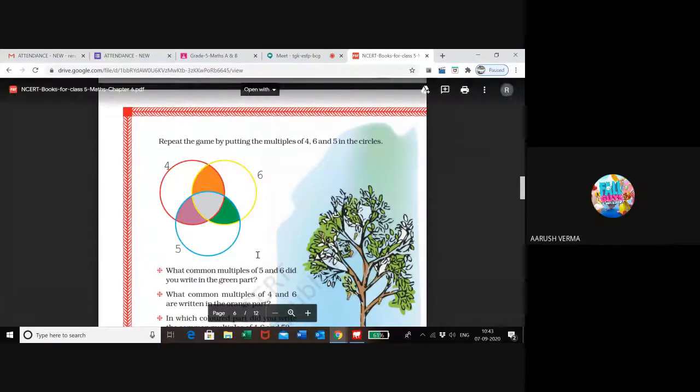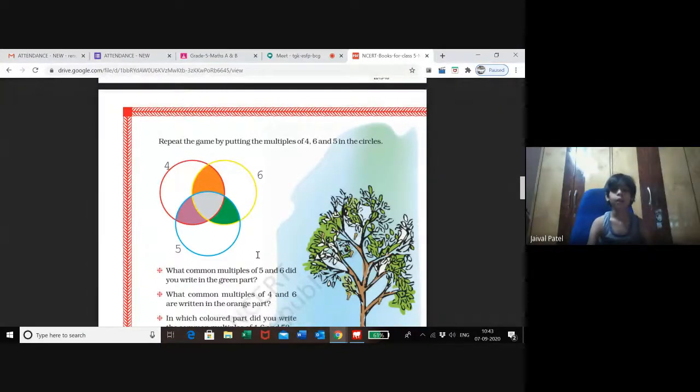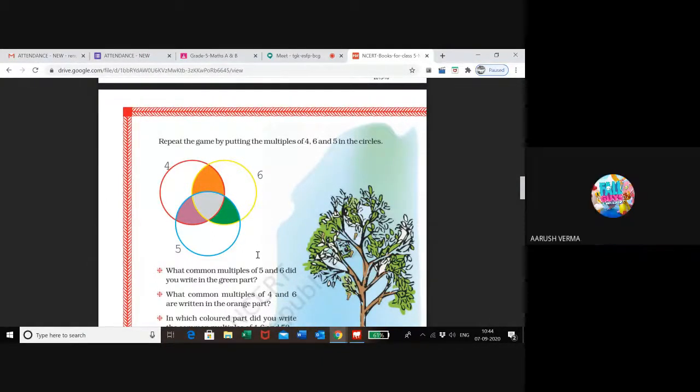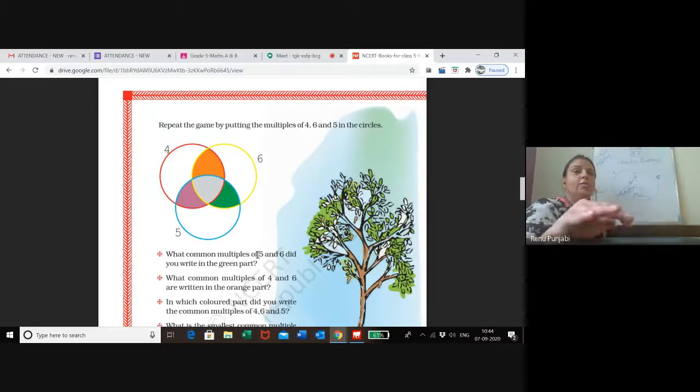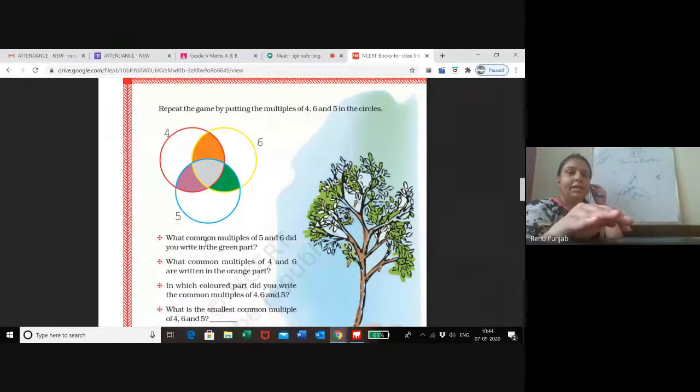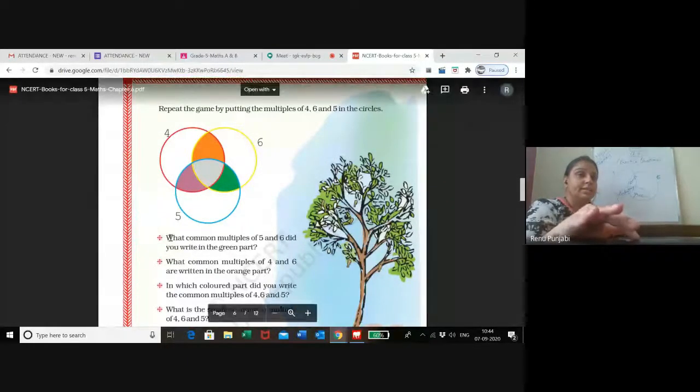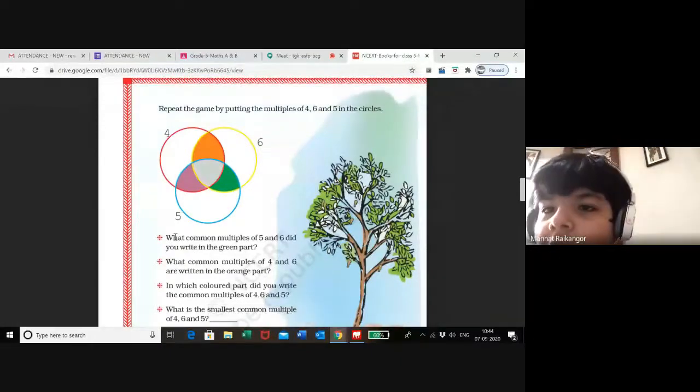Am I clear, children? Yes, ma'am. Now you have to read the question. Mannat, can you please read this line? What is written here? What common multiples of 5 and 6 did you write in the green part?